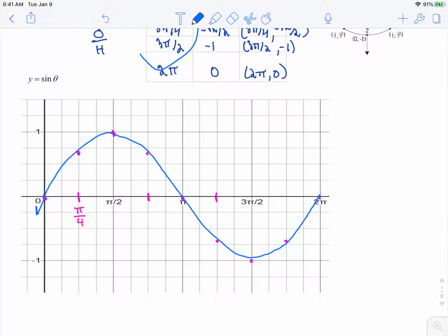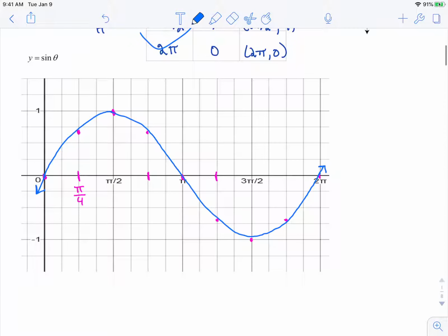We talked about it being periodic. So you want to make sure you put arrows on your graph. That is very, very important. And this would continue on, right? Because all you're doing is you just keep going around the circle. Or it even continues on here because you're just going to switch direction. So this is your graph when you have sine of theta.